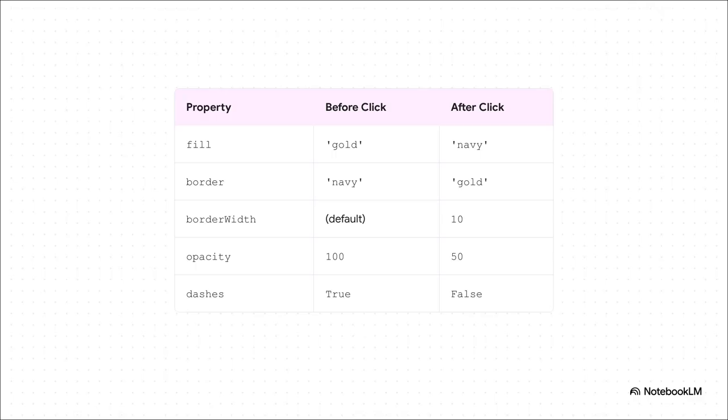And check this out. With just a single mouse click, you can trigger a complete visual transformation. We're flipping the colors, making the border way thicker, turning it semi-transparent, and switching from a dashed to a solid line. Bam! All happening instantly with just a few lines of code.